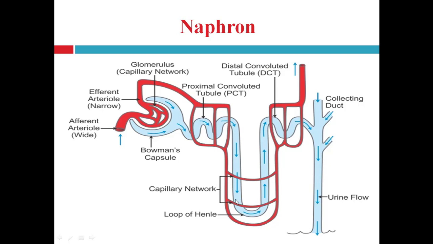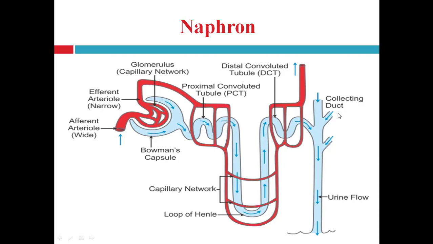The loop of Henle is again known as the descending loop of Henle, thick descending loop of Henle, and thick ascending loop of Henle. Right? This one is the descending, in which the flow of urine is denoted here. So this one is the descending, in which urine comes down, and this one is the ascending loop of Henle. Right? So tubules are of three types: proximal convoluted tubule, loop of Henle, as well as distal convoluted tubule.